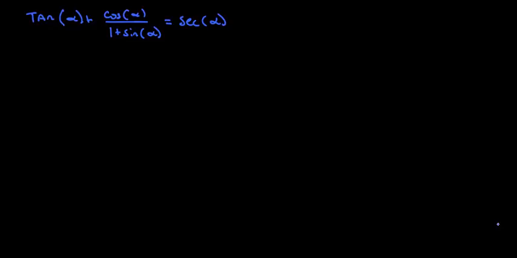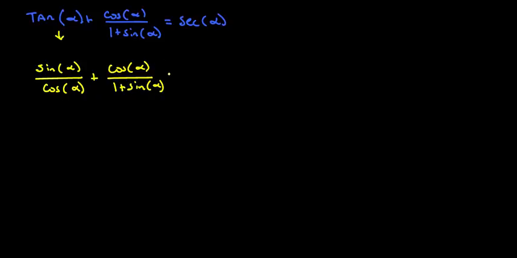Identity number 12 will work on the left side. So let's first switch everything into sine and cosine. This tangent here has got to get switched. So we're going to have the sine of alpha over the cosine of alpha plus cosine alpha over 1 plus sine alpha. Then what we're going to do is get a common denominator.